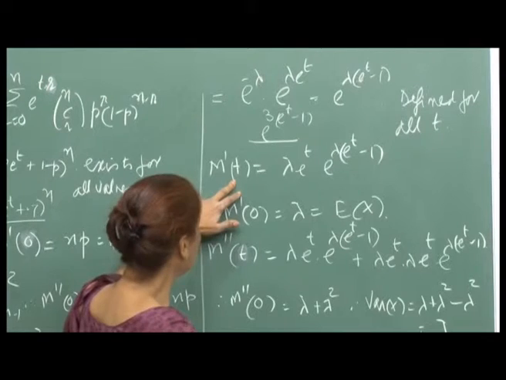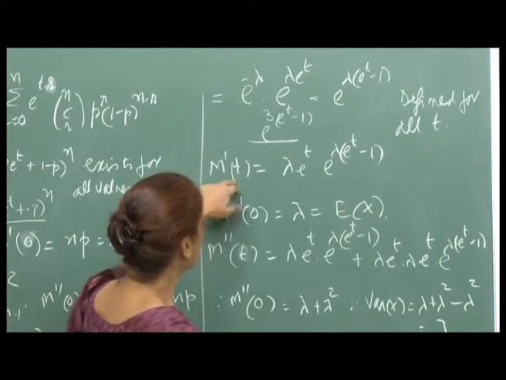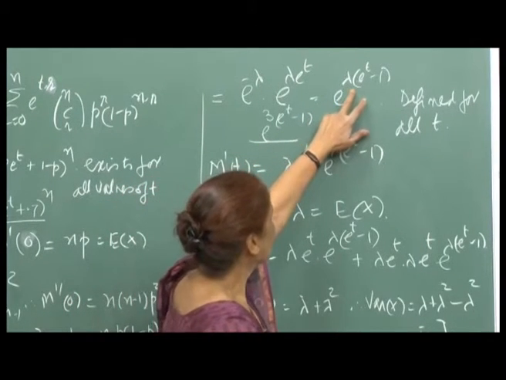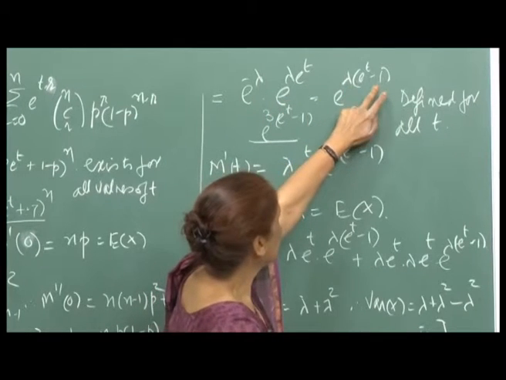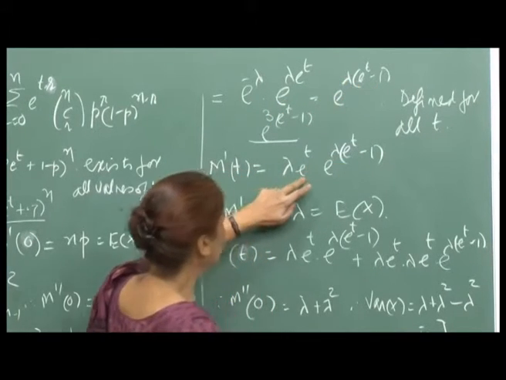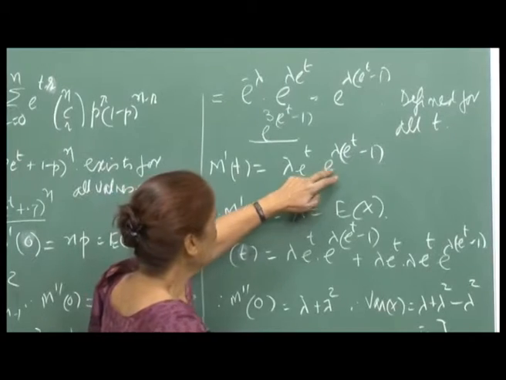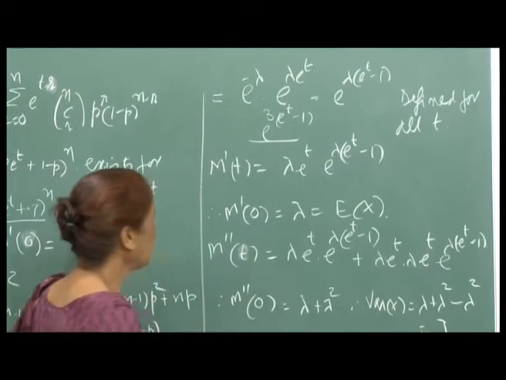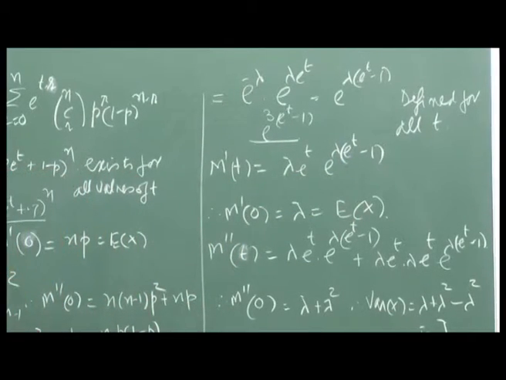So, first derivative of m with respect to t here would be, the derivative of this would be lambda e raised to t. So, lambda e raised to t, then into e raised to lambda into e raised to t minus 1, and evaluated at t equal to 0, that gives you lambda, which is expectation of x.